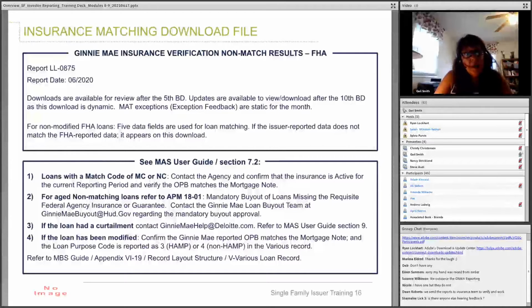If the loan has been modified, confirm that you are reporting the OPB from the note, and the loan purpose code is reported as a 3 HAMP or 4 non-HAMP in the various record. Again, you may refer to the MBS Guide, Appendix 6-19, Record Layout, Structure, search on various loan record, and I actually believe it's Field 10 that references the OPB, which indicates that you report the OPB from the note.